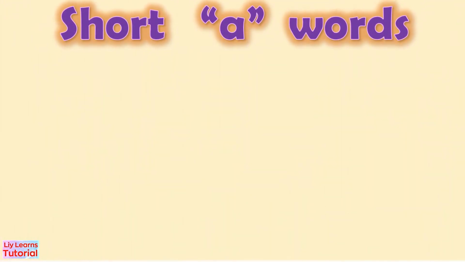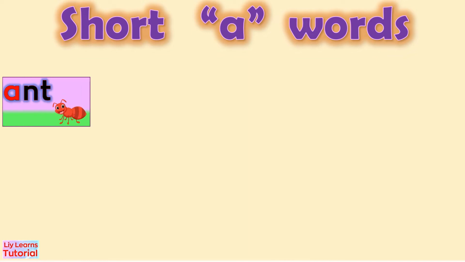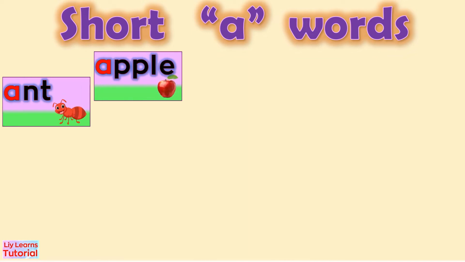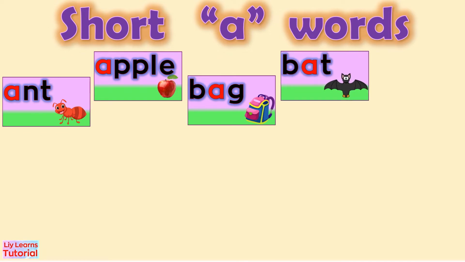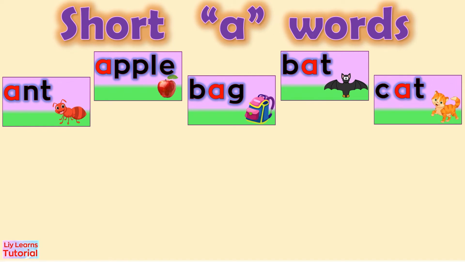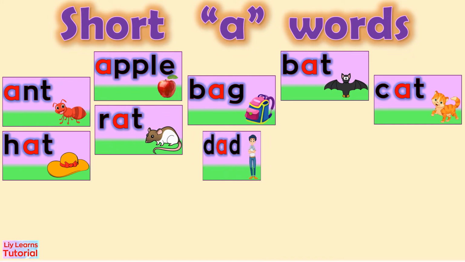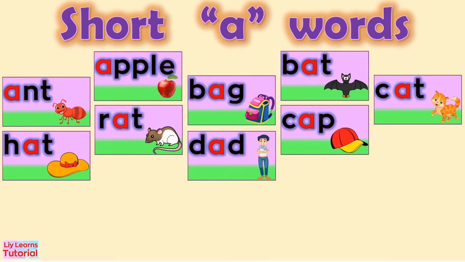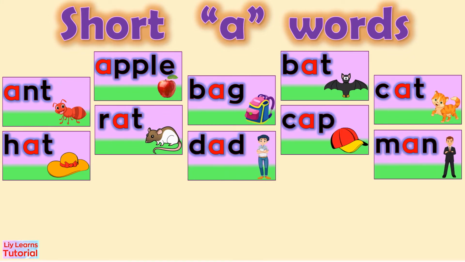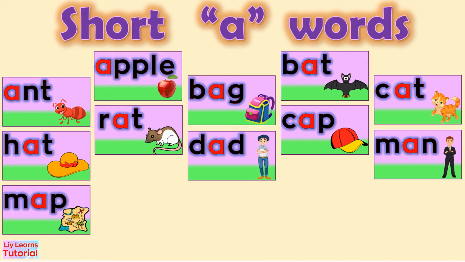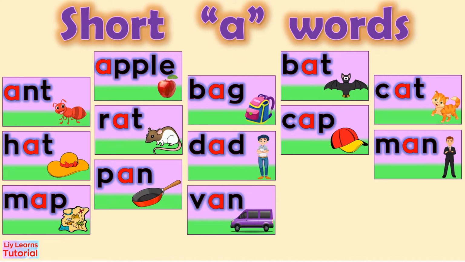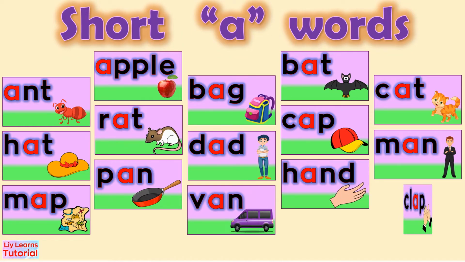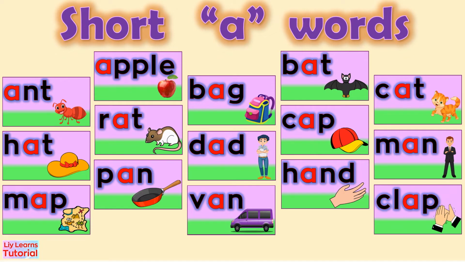Let's read the words one more time. Ant. Apple. Bag. Bat. Cat. Hat. Rat. Dad. Cup. Man. Map. Pan. Van. Hand. Clap.